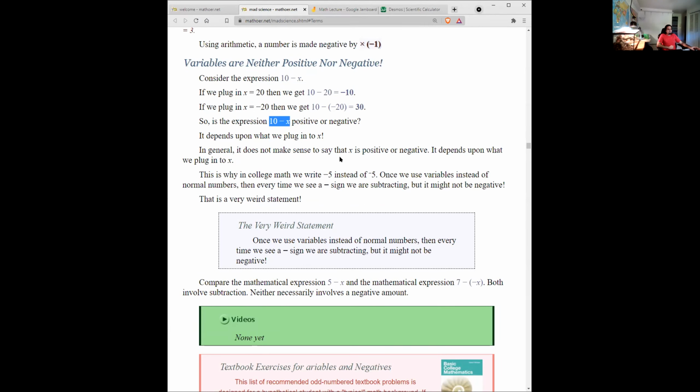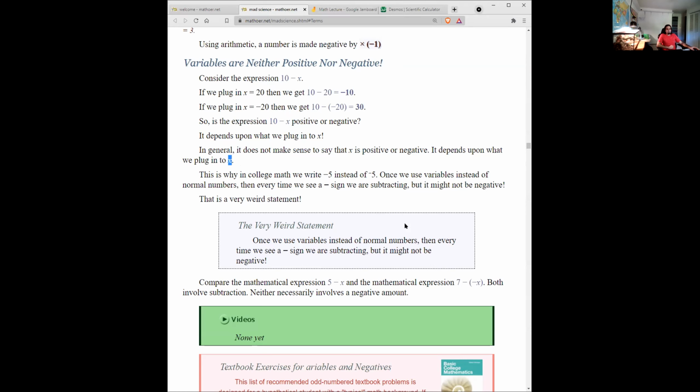And in fact, I'm only distracting you with a 10 minus. If I just have x, x is not positive or negative. It depends on what you plug in, right? If I put in a positive number, x is positive. If I put in a negative number, x is negative. So if you're moving on to something with algebra, then this is going to mess you up once, and then you will remember today, and you will be all better for the rest of your life.